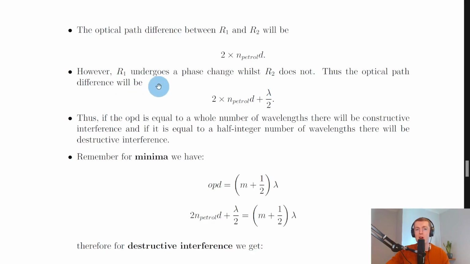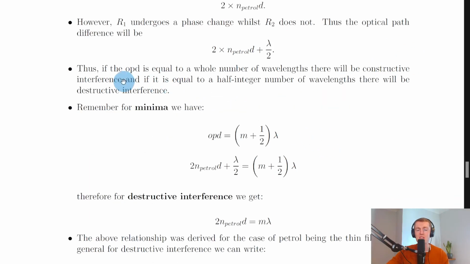It then says, however, R1 undergoes a phase change whilst R2 does not. Thus the optical path difference will be 2 times n petrol d plus lambda over 2. So all we're doing is taking our optical path difference from above and we're adding half a wavelength on. Now the reason we can do this is because we know that ray R1 undergoes the pi phase change but R2 doesn't, and remember a pi phase change is the same as 2 waves being half a cycle out of phase, or half a wavelength out of phase. And that is where this half a wavelength factor comes from. So the optical path difference between rays R1 and R2 is 2n petrol d plus lambda over 2.